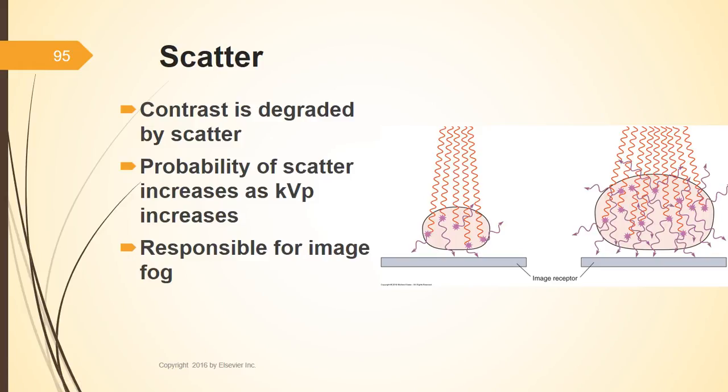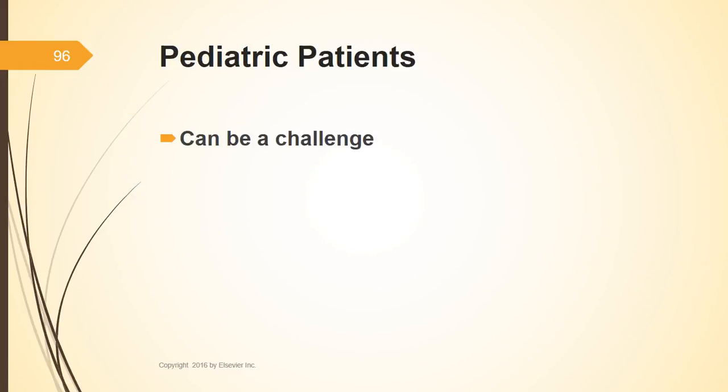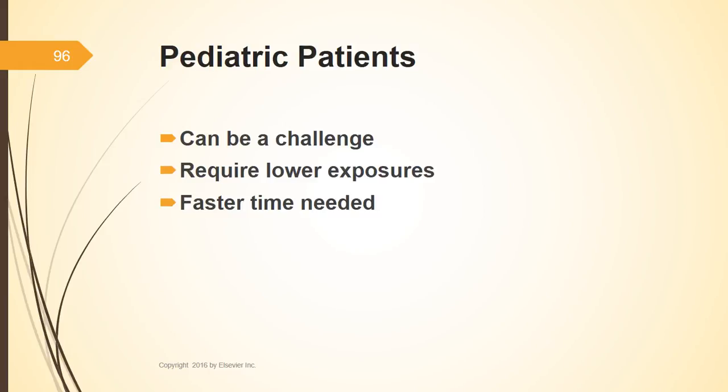Okay, now let's look at some of those extra ones that I've thrown in here. So pediatric patients. Pediatrics can be a technical challenge for radiographers for many reasons. They're smaller. They can require lower exposures, and that's with KV and mass. And sometimes with the pediatric chest x-ray, you have to have a fast exposure time so you can stop the diaphragm. So you're going to need a faster time.